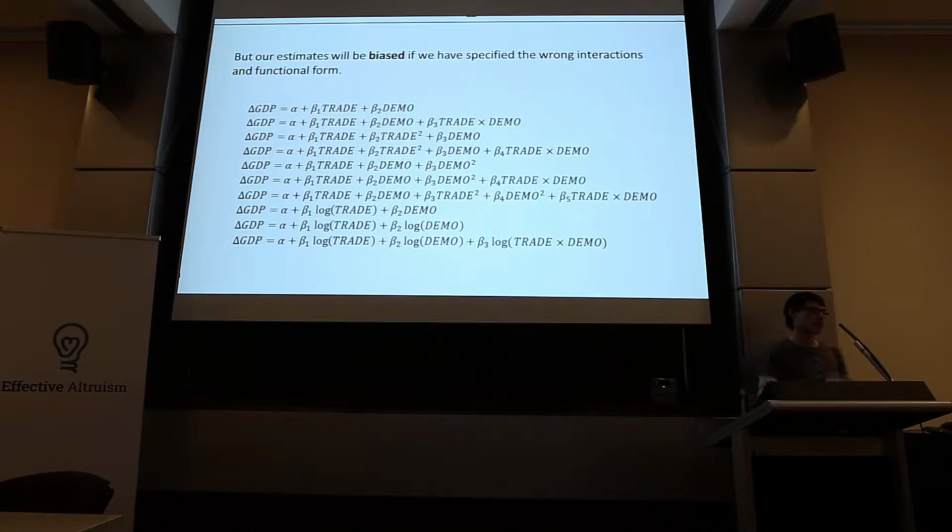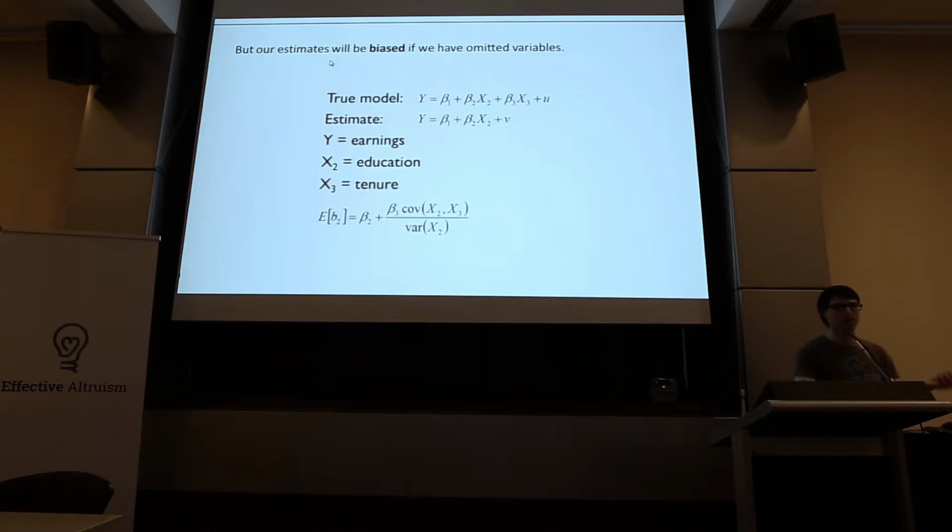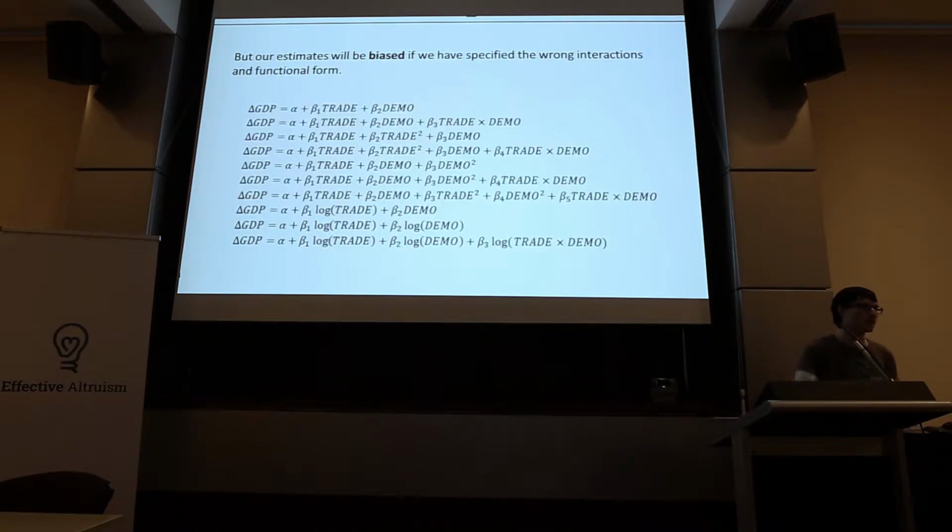The second problem that can lead to biased estimates is model misspecification. Our estimates will be biased if we specify the wrong interactions and functional form. By some definitions, omitted variables is a form of misspecification, but here I'm specifically talking about the functional form and interaction terms. This example is just an idea of regressing GDP growth against a bunch of different variables, so this is trade and some measure of democracy in a country. Exactly what they are isn't super important.